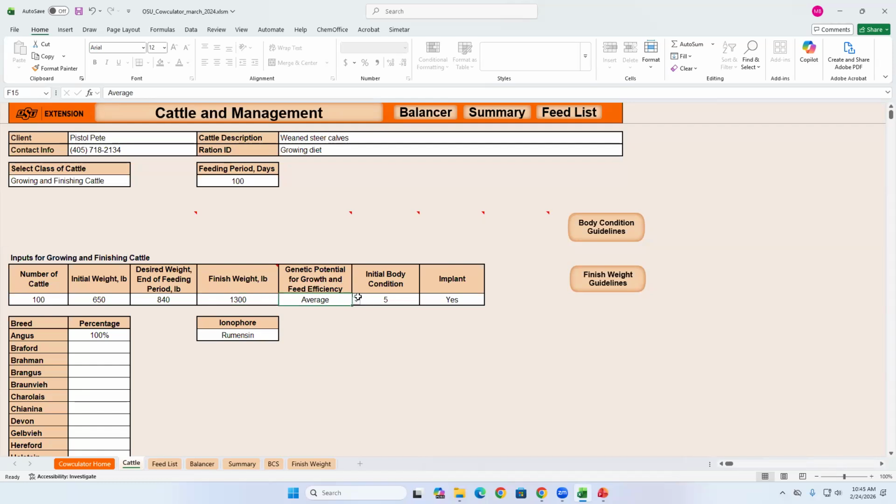You can change your genetic growth potential. We'll just keep it at average. You can change body condition. So this is where fleshy animals would get discounted compared to thin, right? Where thin animals would get more energy out of a given diet, right? Have a greater rate of gain. You can say if they got implanted or not. You can specify different ionophores. So this is really going to impact the dry matter intake models.